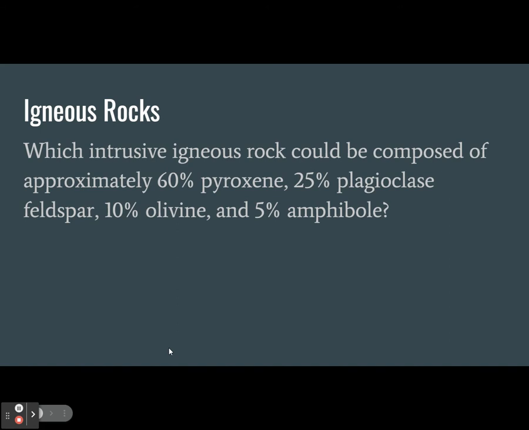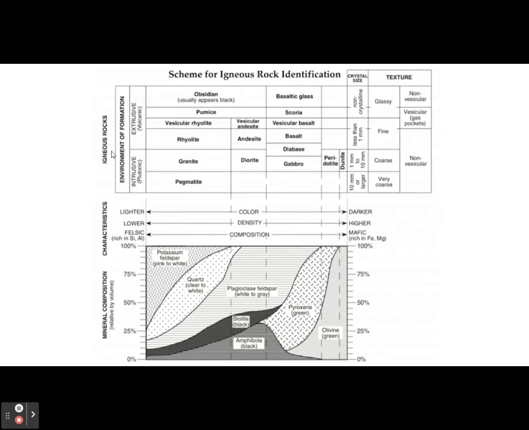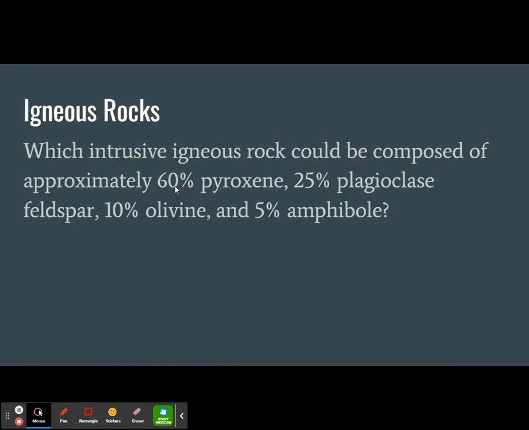So you're going to get a question like this. It says, which intrusive igneous rock would be composed of approximately 60% pyroxene, 25% plagioclase feldspar, 10% olivine, and 5% amphibole? So to answer a question like that, I would go to my igneous rock classification here, and I'm going to see if I can use some of the tools here. And I'm going to eliminate options as I go through. So the first thing that I should do is take a look here. So we have 60% pyroxene, 25% plagioclase feldspar, 10% olivine, 5% amphibole.